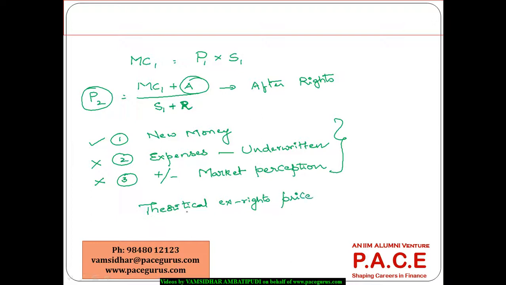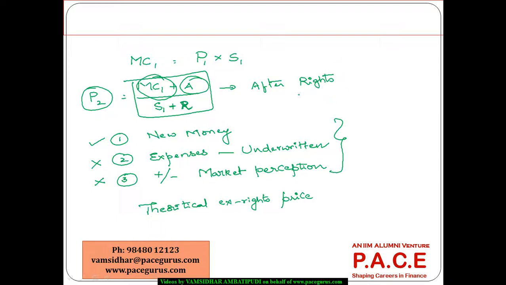Right? I'm looking at the theoretical ex rights price, which is based purely on the new money that the company is willing to raise, and along with the existing market capitalization, these two put together divided by the total number of shares the company would have accumulated after the rights issue. And this theoretical price is nothing but the weighted average. Now if I see here, right, this is MC1 plus A divided by S1 plus R.